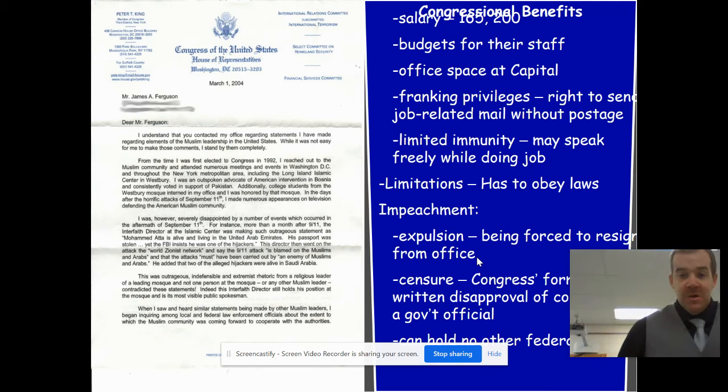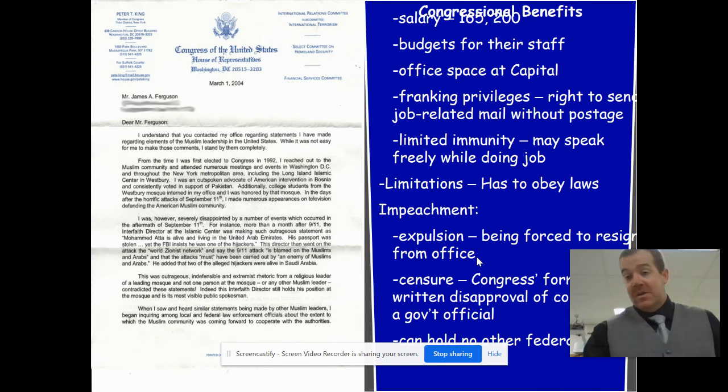Impeachment, this is important. Impeachment is a process, but basically it's being forced to resign from office. And it goes with Congress and also the Supreme Court. But recently we had a president who was impeached, but he wasn't convicted, so he wasn't forced to be removed from office. But that's impeachment. If the person is convicted in an impeachment trial, they are forced to be removed from office. They have to leave.